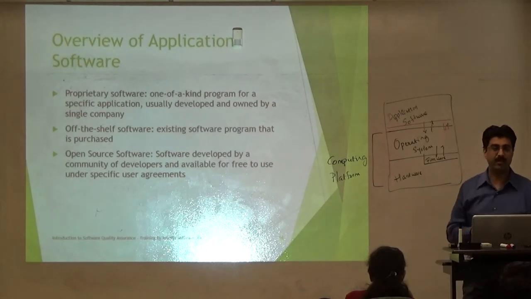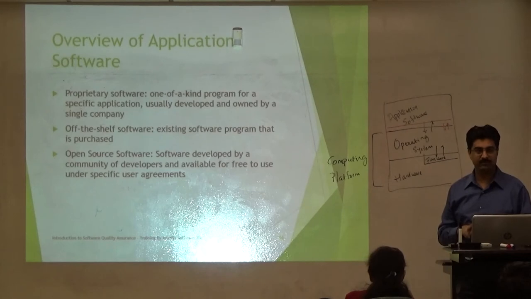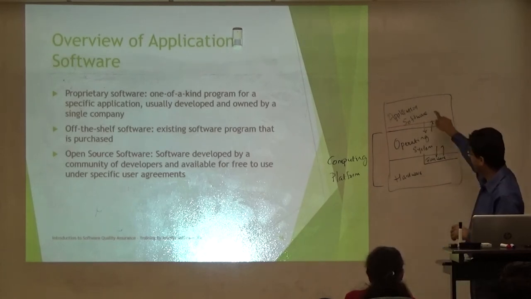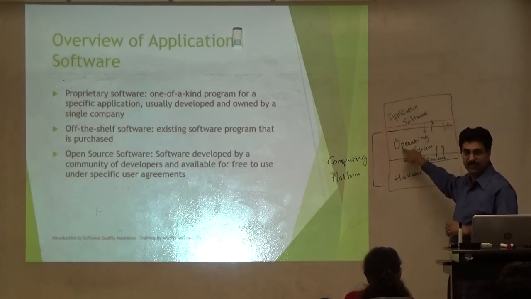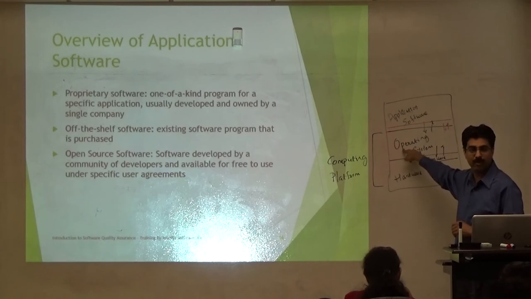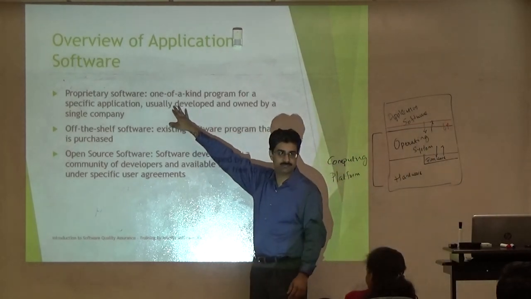Take another example, iOS. Can you run iOS on any other Android phones? You can't. Can you make a modification to iOS? You can't. It's owned by Apple. You can do anything you want here, but you cannot touch this part of the code. There are proprietary and intellectual property rights associated with it. That's another example of proprietary software.